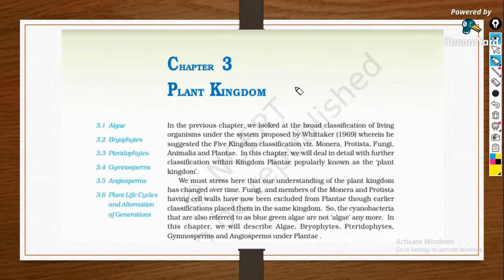First I am going to give some introduction. As you know, the Five Kingdom classification was proposed by R.H. Whittaker, and according to his Five Kingdom classification, the different kingdoms are Monera, Protista, Fungi, Animalia, and Plantae. Now we are going to learn about the kingdom Plantae.